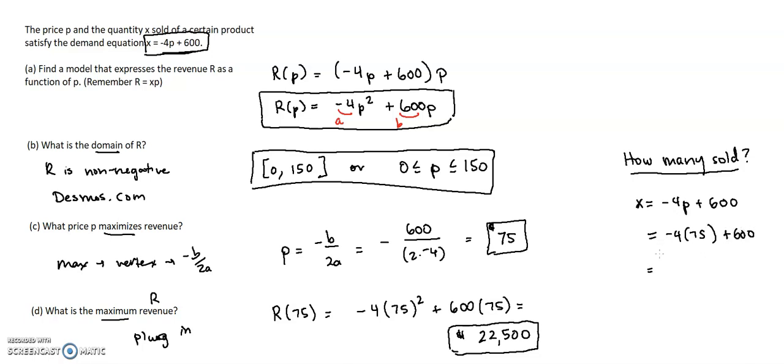And we would get, let me figure that out real quick, 300. So we would have to sell 300 units, 300 items, whatever this is, to hit our maximum revenue of $22,500. Okay, so that's pretty much it for revenue, and we'll move on to one of the other problems.